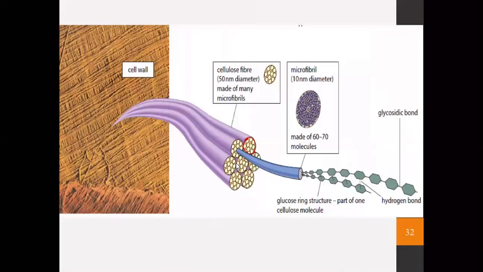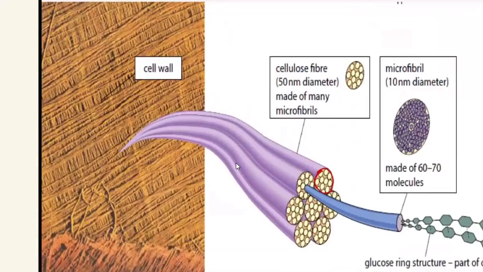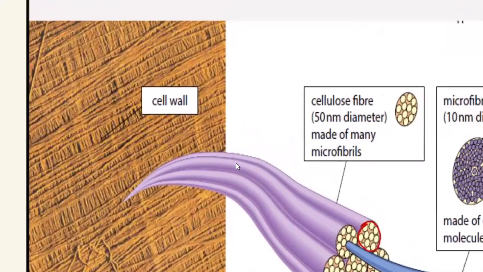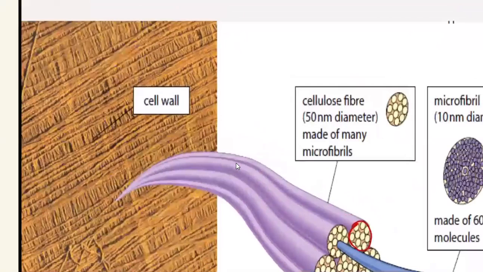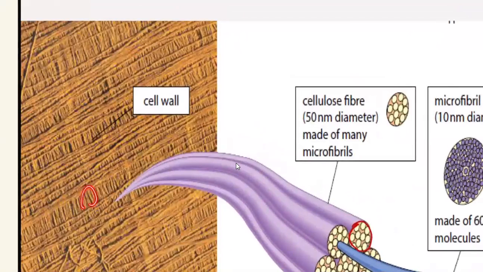Let's move forward. We will now be studying the structure of cellulose in detail. If I move from big to small, let's suppose that this is a plant cell, and we have always studied since O levels that plant cells have a cell wall, and the cell wall is made up of cellulose, right? If I zoom into the cell wall, I will say that the cell wall is made up of many cellulose fibers.